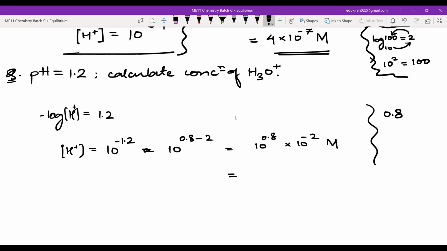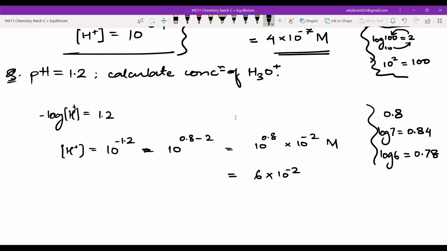Okay. So now we have 0.8, but we know that log of 7 is equal to how much? 0.84, right? And log of 6 is equal to how much? 0.78. So I can say, which is more near? Log 7 or log 6, right? So this will be 6 into 10 to the power of minus 2.